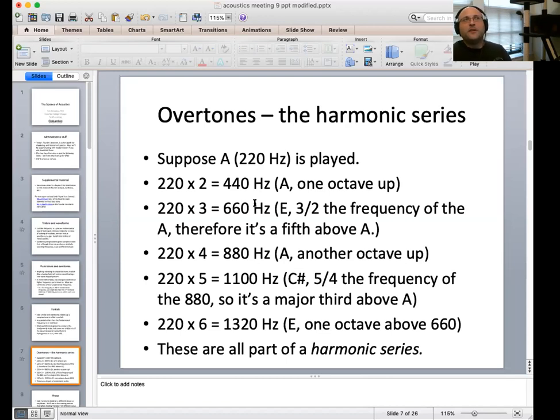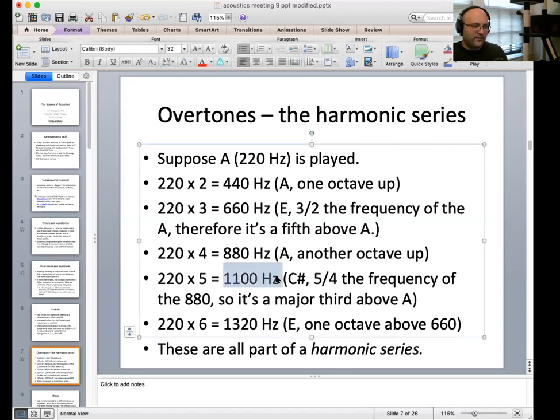Now, this wouldn't be an E under standard 12-tone equal temperament, and this is like a just interval, but I mean, it's legit. You play that and it's an E. Now, the 880 is another octave up. That's twice 440, so that's an A again. The fifth harmonic is 1100, and that is C sharp. That's a major third.